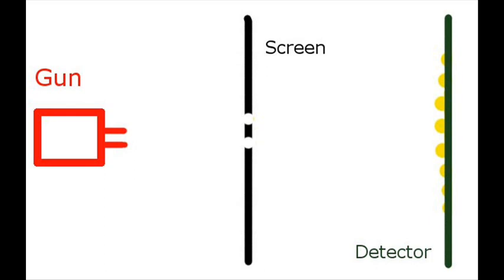If the gun is slowed down, so that now only one photon is emitted at a time, and therefore could not possibly interfere with any other photon before reaching the screen, we still get the wave-style interference pattern, almost as if the photon has gone through both slits and interfered with itself.